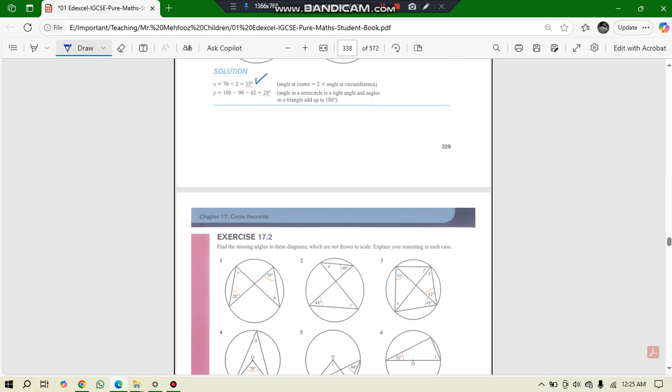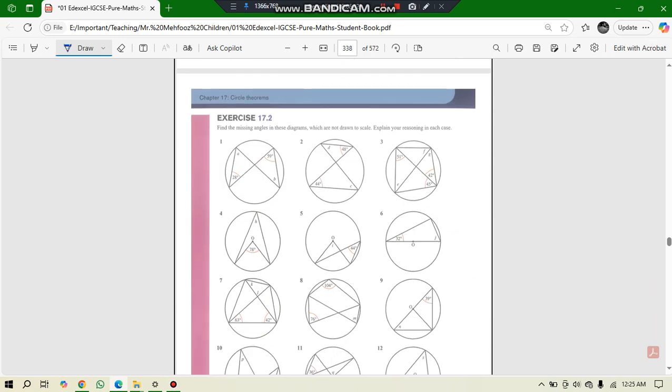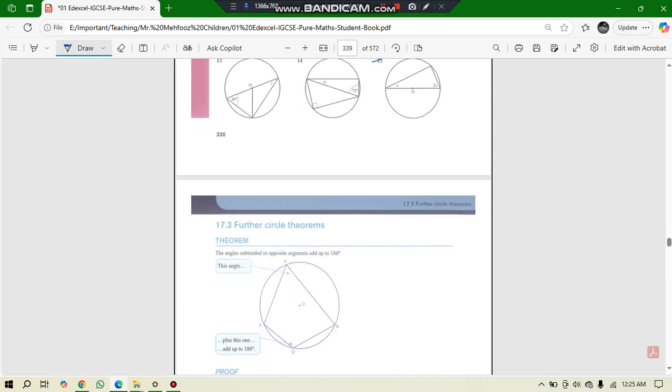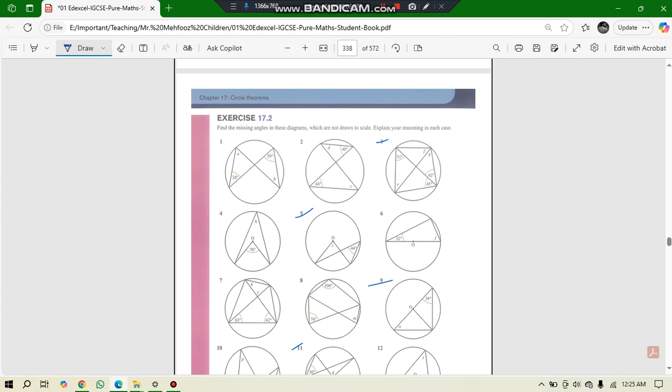Okay, that's so simple. So here is the next exercise, exercise 17.2. You have to do some questions from this exercise. Question number 3, 5, 9, 11, 15. Do all these questions quickly, then we will start the next. Any problem in previous work? If you have any problem in the exercise, then you can tell me. I'll solve the exercise questions also.